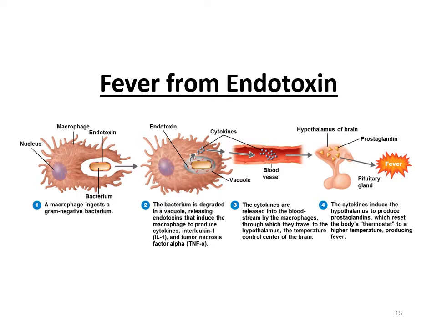These endotoxins then induce cytokines, which are these little chemical circles here, and the cytokines then travel and activate the hypothalamus. The hypothalamus will produce prostaglandins, and that's basically the thermostat in your body and causes your temperature to increase, okay, to give you a fever.